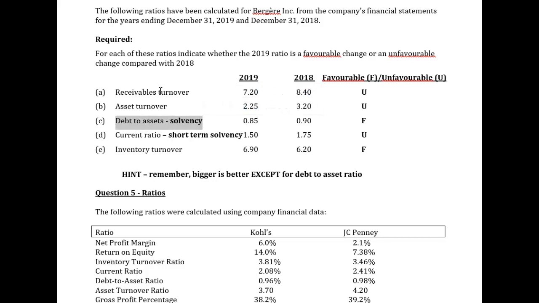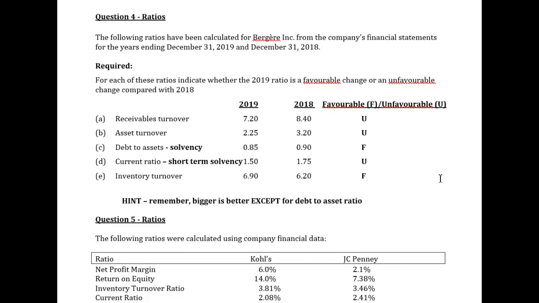All right, so remember, bigger is better except for the debt to asset ratio. We have a debt to asset ratio, but for all these others, A, B, D, and E, bigger is better. For this one, debt to asset, smaller is better. So that concludes this question on ratios.